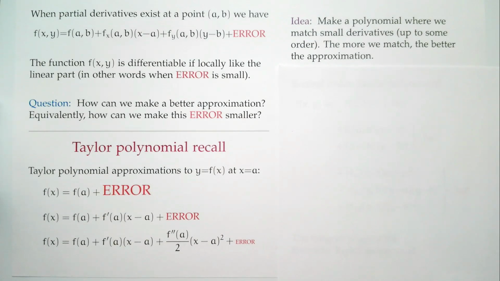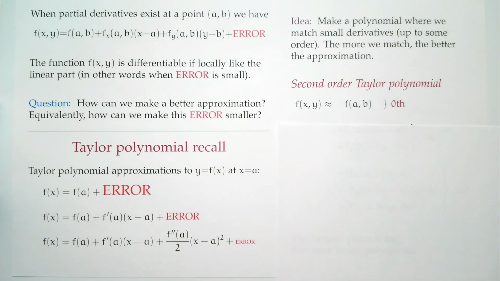So the goal then is to say, okay, if I want to mimic the function, let me match the derivatives. And if I can match the derivatives, I'm going to have a really reasonable approximation. So that's what we're going to do now with second order Taylor polynomials for multivariable functions. All right, here we go.